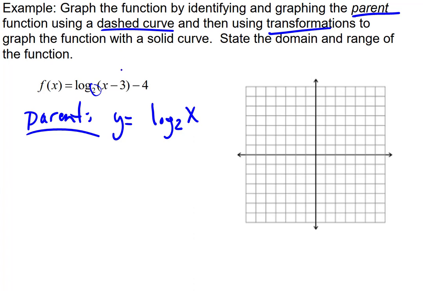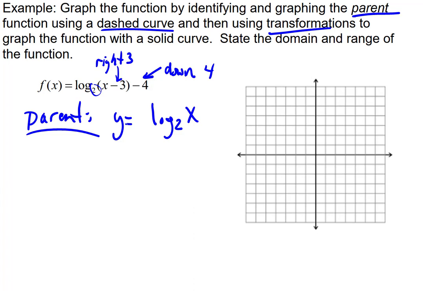Now let's also recall that these transformations will occur. The minus 3 inside the parentheses with the x minus 3 will move the graph right 3 units, and then the minus 4 on the end will take the graph down 4. And so we'll be sure to make those adjustments as we go. But let's start with the parent function first.